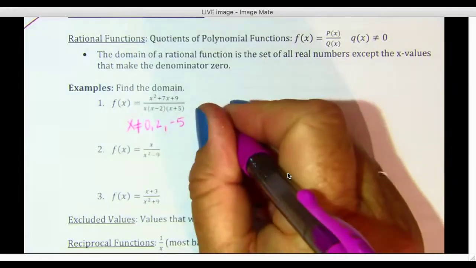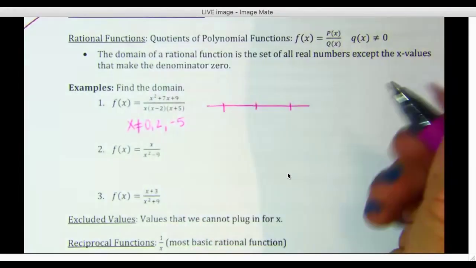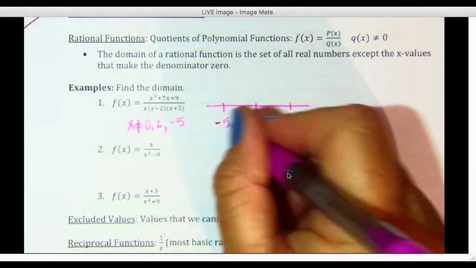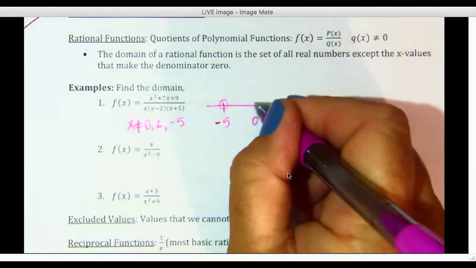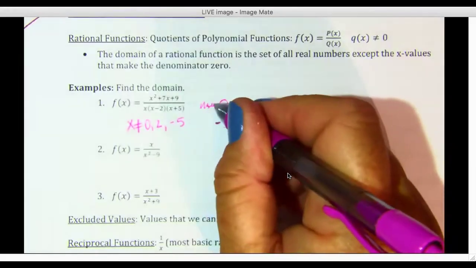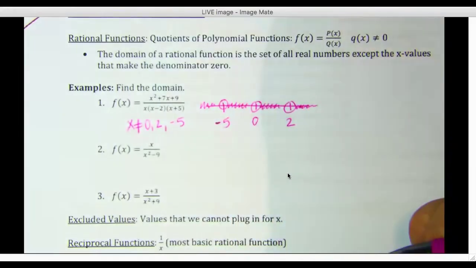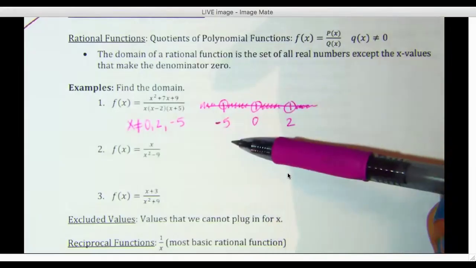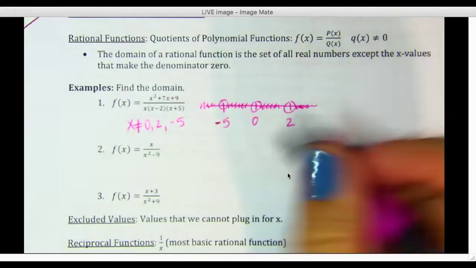If I want to say what x is allowed to equal, it's really helpful to put these values on a number line. And we have -5, 0, and 2. And we know that x cannot equal these values. So I'm going to put an open dot on each of those. But there's no other restrictions. X is allowed to be anything except for these values. So when we see these numbers on a number line, we can easily see here that it's going to take 4 intervals to list all the values x is allowed to equal.